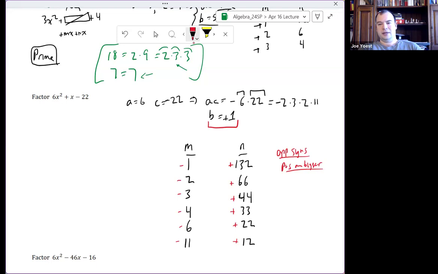And I want these with the signs to add to positive 1, or I'm looking for two numbers in absolute value and magnitude where the difference looks like 1. And I see 11 and 12 seem to fit the bill. So m equals negative 11, n equals positive 12.